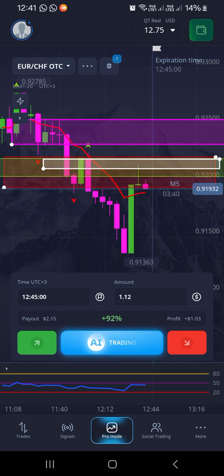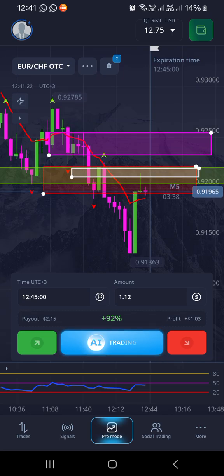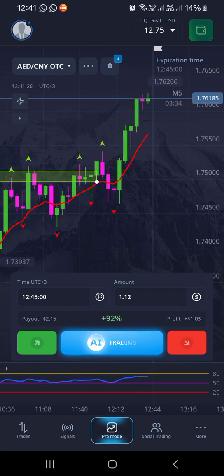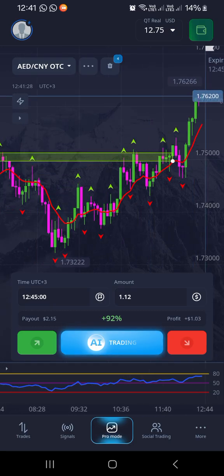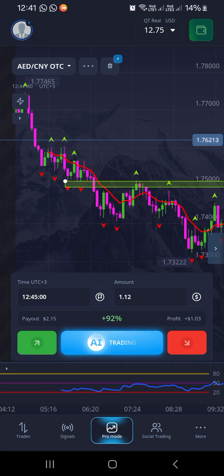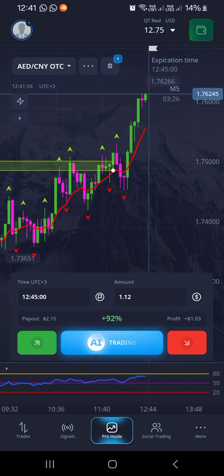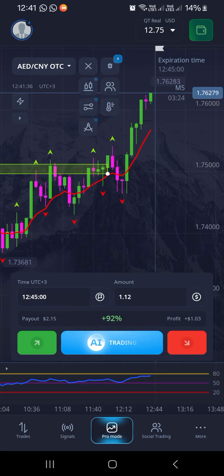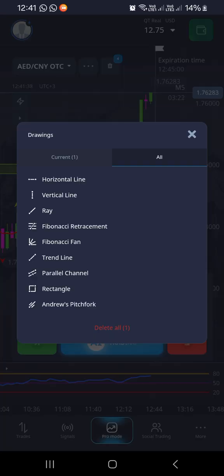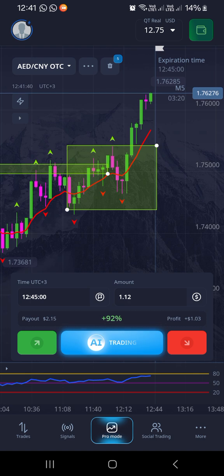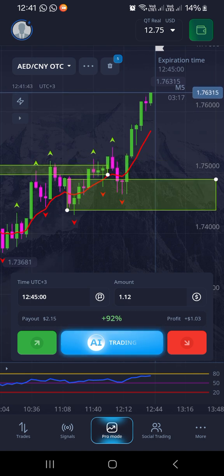So this is how you analyze the markets. So let us continue. It's a very fantastic level. It's already broken. So our next point of interest will be looking to buy from here.